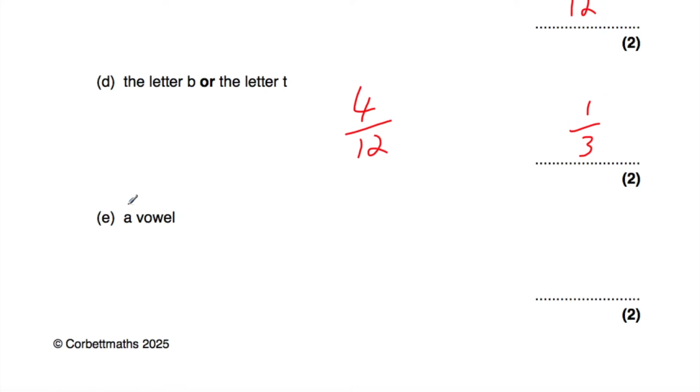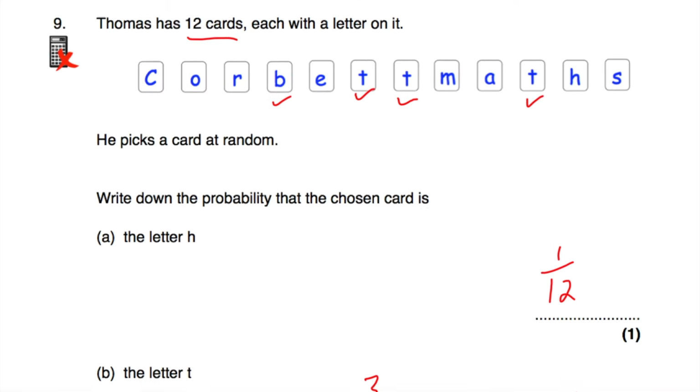Okay, and then part E. Part E says the probability of picking a vowel. Now, you probably wouldn't have a GCSE question like this where it says find the probability of picking a vowel, because I don't think they would assume that you know what the vowels are, even though you probably should know what they are. They are A, E, I, O, and U. So we want to find the probability of picking any of those letters. So let's go up here and find where the vowels are.